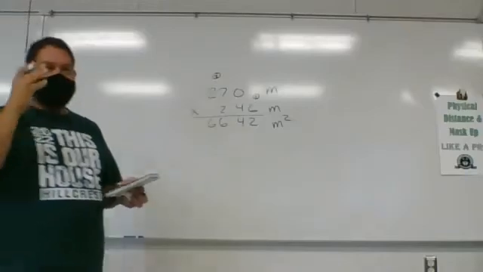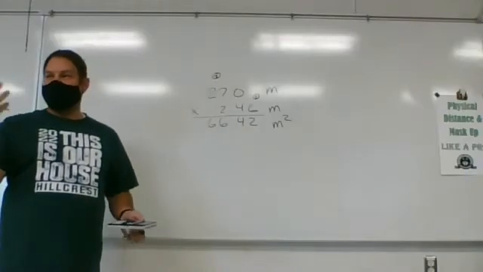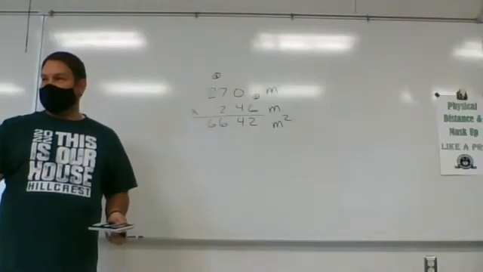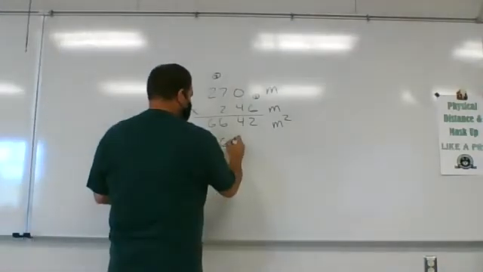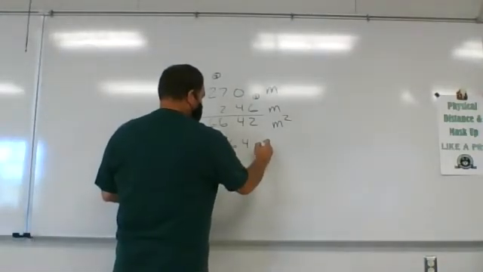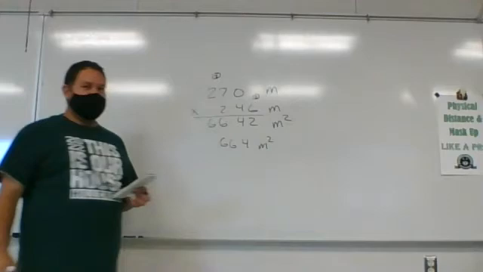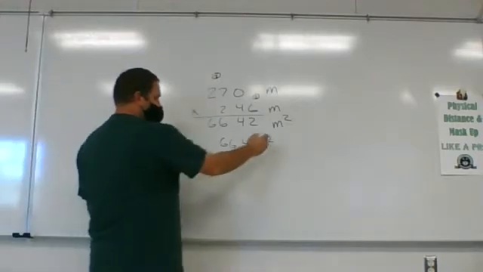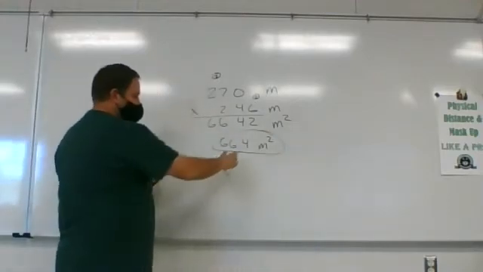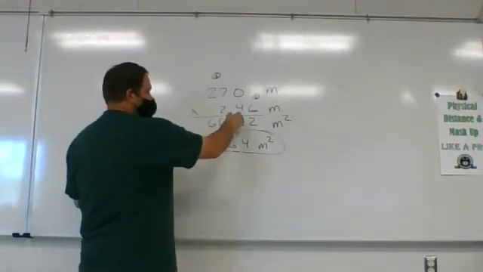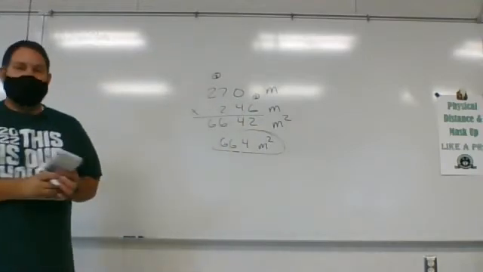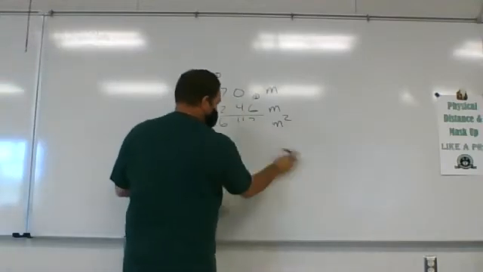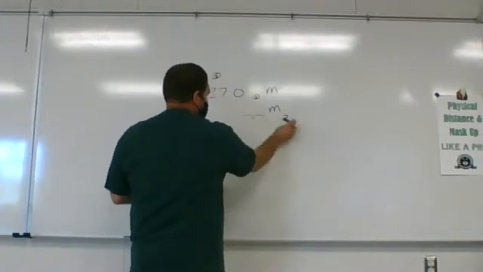So how many can I have in my final answer then? Only 3. Okay, only 3 significant figures. So my answer needs to be 66.4 square meters. Okay, that's the correct answer. 3 significant figures, 3 significant figures. Okay.